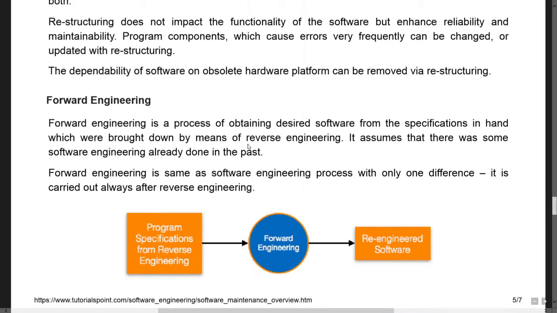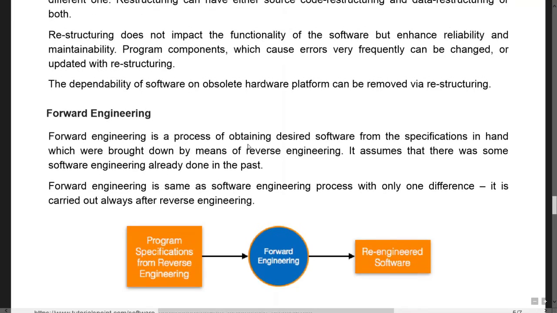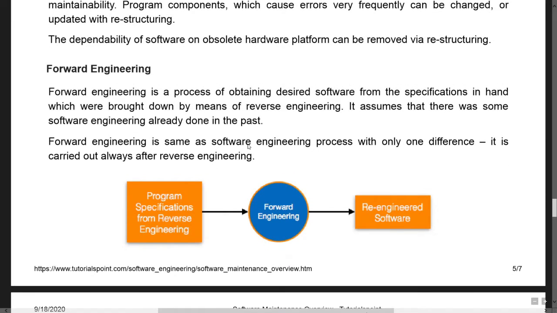The next one is the forward engineering. Depend on the reverse engineering, forward engineering is a process of obtaining desired software from the specifications in hand which we have brought down by means of reverse engineering. Reverse engineering માં તમે જે faults, the difficulties, જે considerations નજરે પડી છે તો એ તમે ત્યાં આગળ શોર્ટ આઉટ કરી શકો છો.